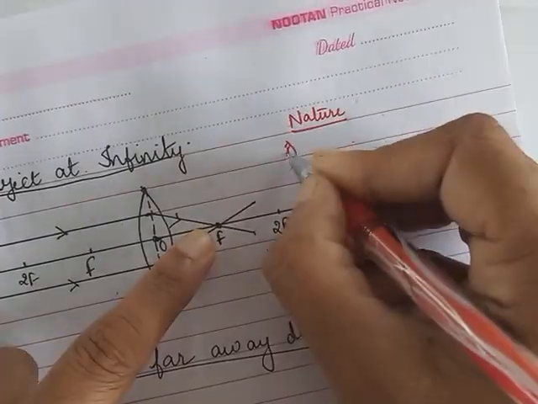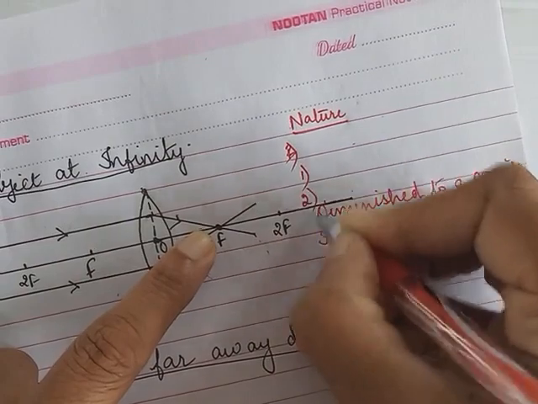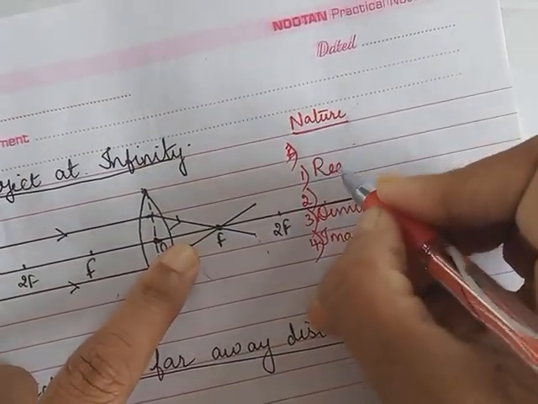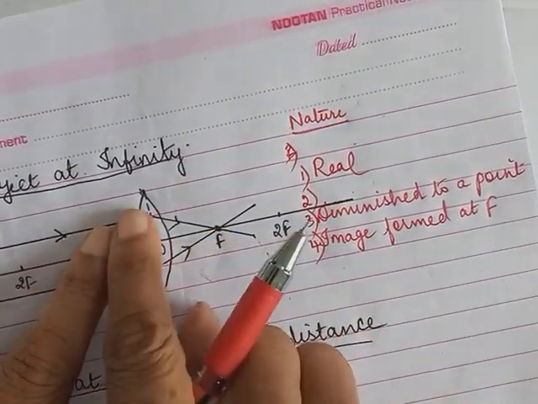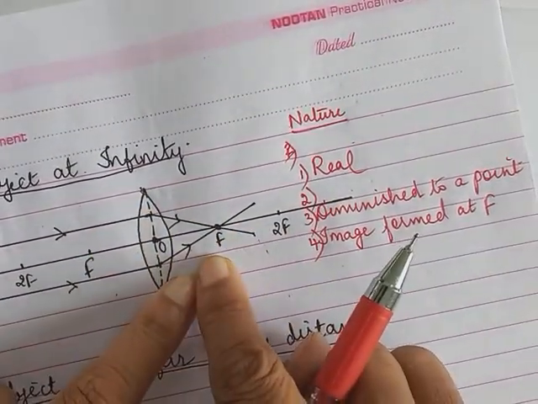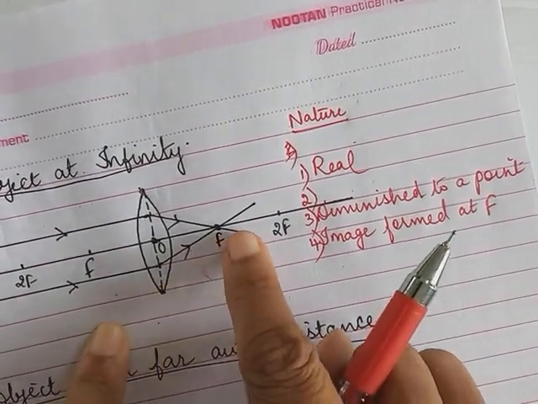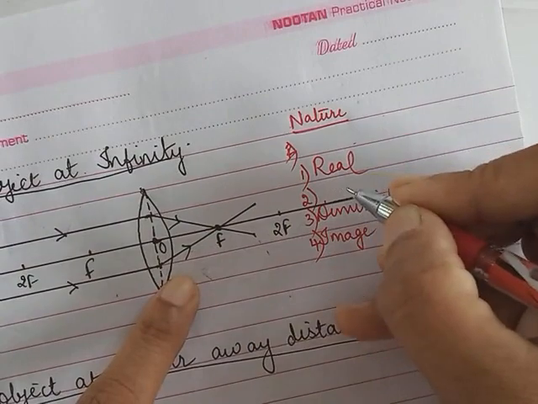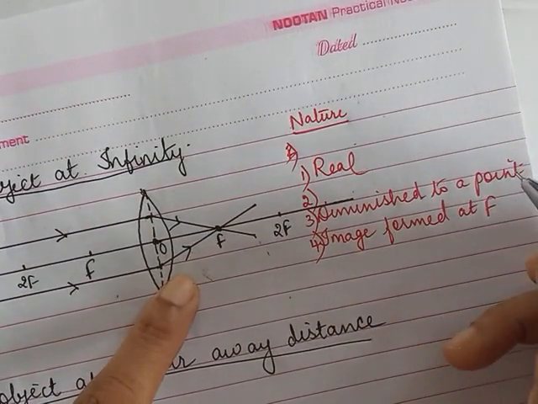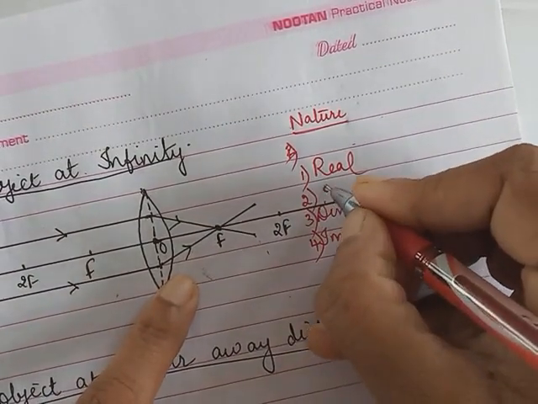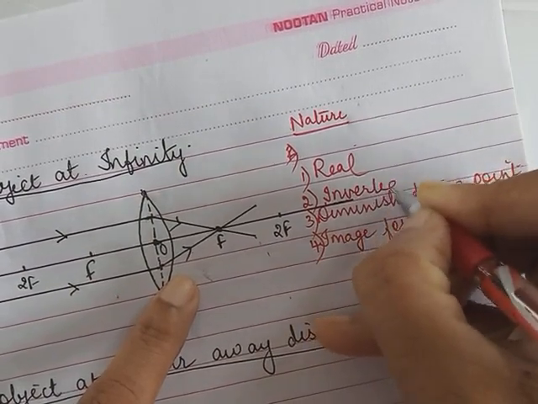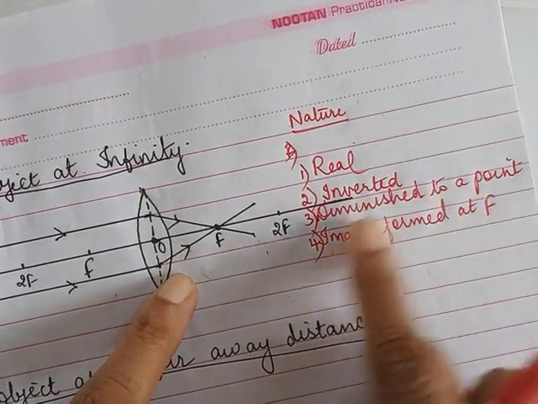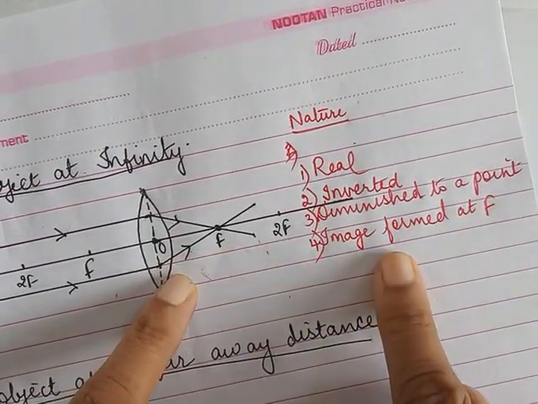Usually 4 points will be there. The first point is about whether the image is real or virtual. This is a real image. Why? The image is formed due to the actual intersection of refracted rays. If an image is formed by the extension of refracted rays, that forms a virtual image. Now this is a real image, and a real image will always be inverted. Then third is about the size, diminished to a point, and fourth, where is it formed?